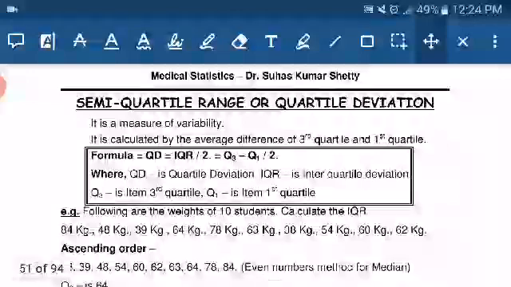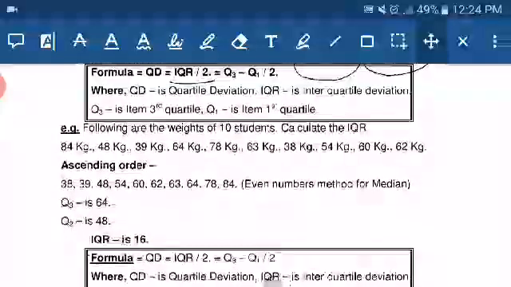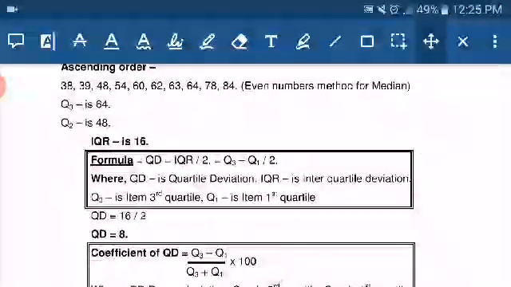Semi-quartile range, or quartile deviation, is a measure of variability calculated by the average difference of the third quartile and the first quartile. QD, the quartile deviation, is equal to IQR divided by 2. The same we saw in the last example.